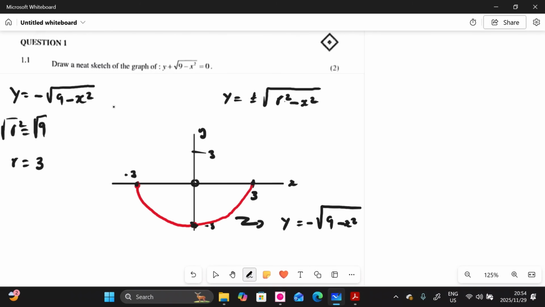Guys, do not forget, whenever your semicircle graph is equal to y, just know it's cutting on the y-axis. But if it's negative, it's cutting on the negative part of the y-axis. If it's positive, then it's going to cut on the positive part of the y-axis. So this is a lower semicircle. All right, people, this is how you do this one.